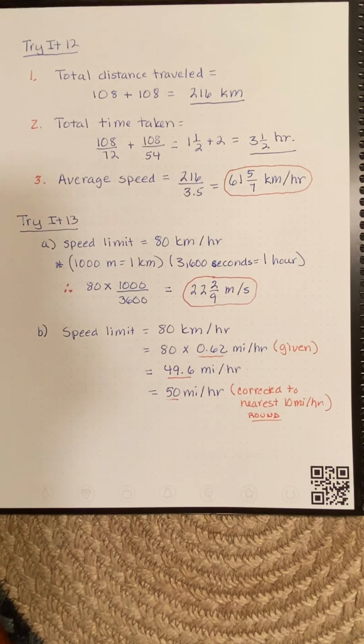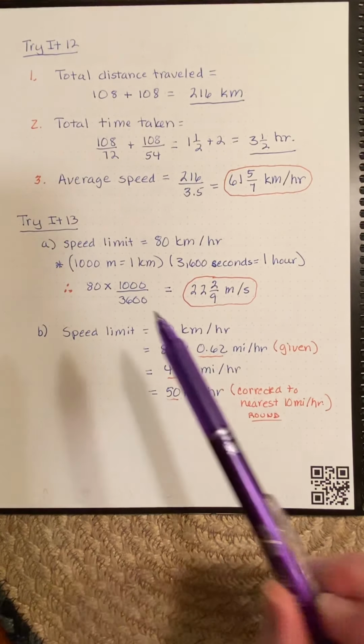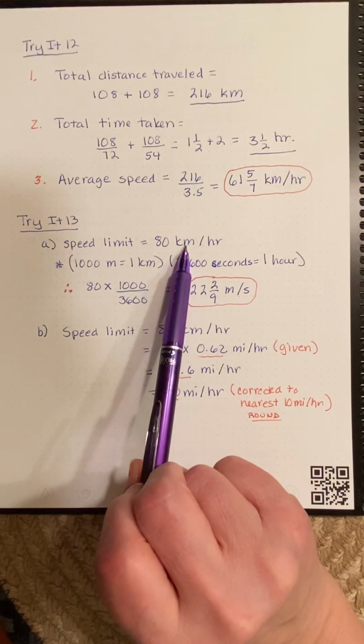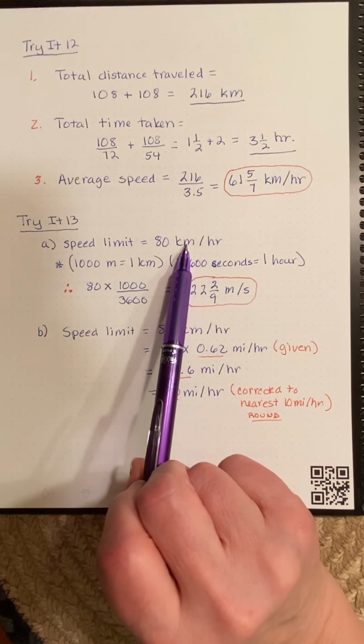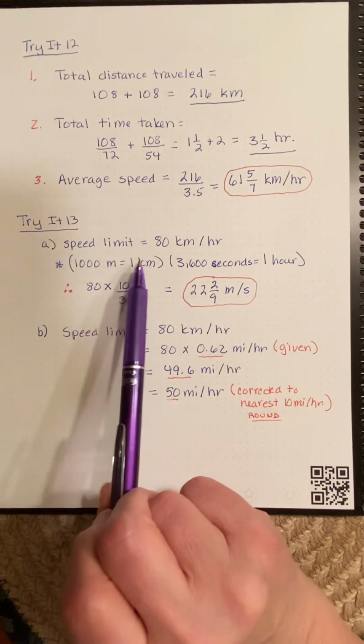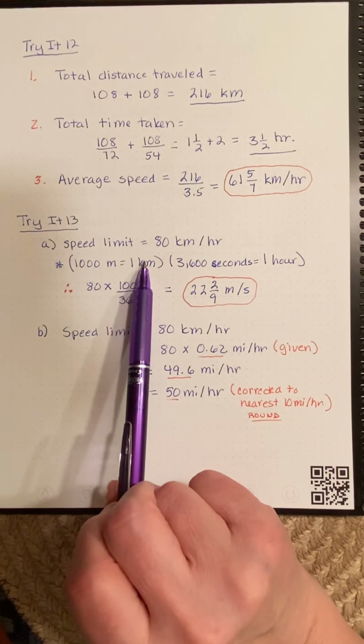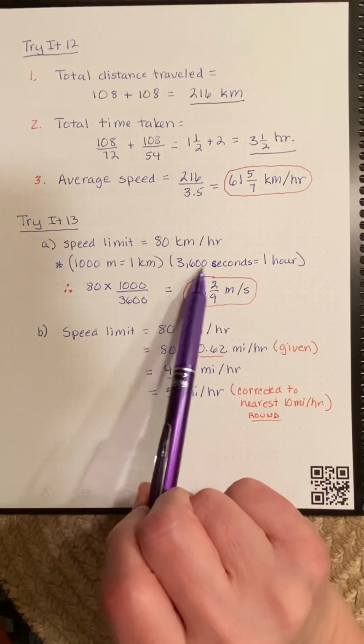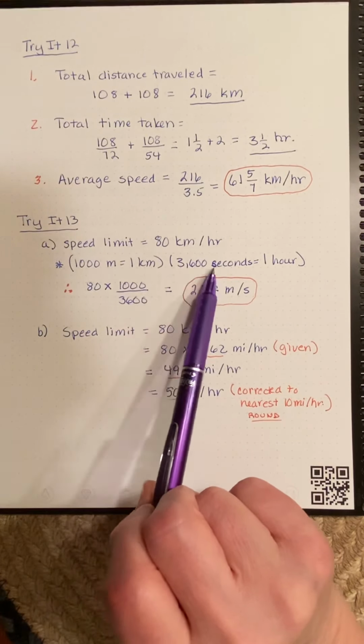So they give us the rate. The speed limit is 80 kilometers per hour. I'm going to change kilometers into meters, which is what they want. And there's 1,000 meters in a kilometer, and they want meters per second. There's 3,600 seconds in that hour. So I'm changing kilometers. 1 kilometer is 1,000 meters, and then 1 hour is 3,600 seconds. That's what I got to change it to.